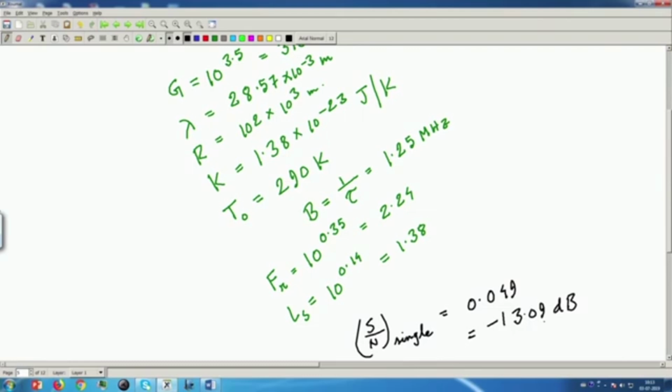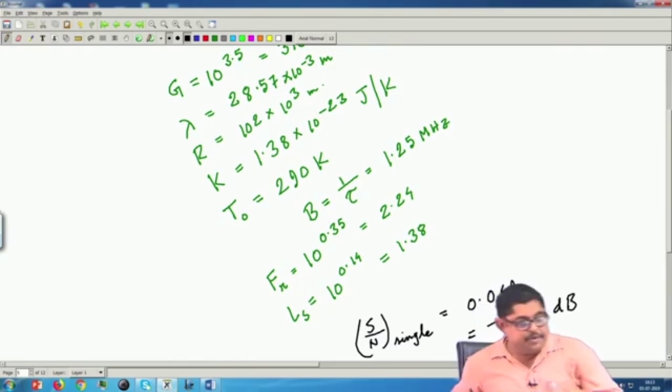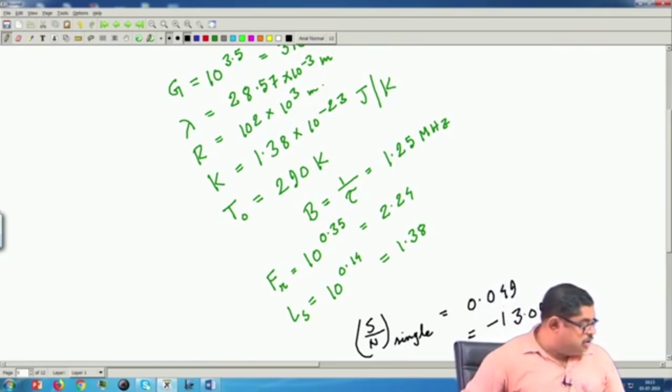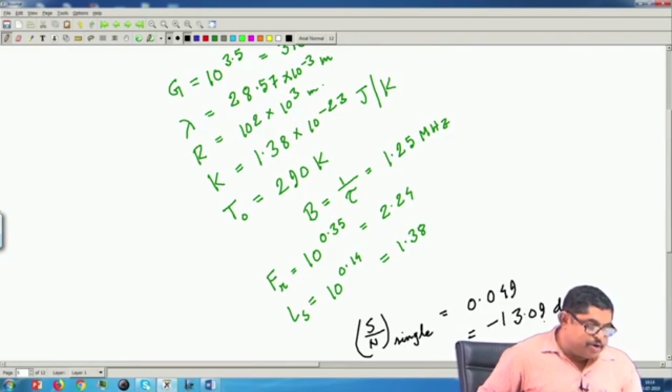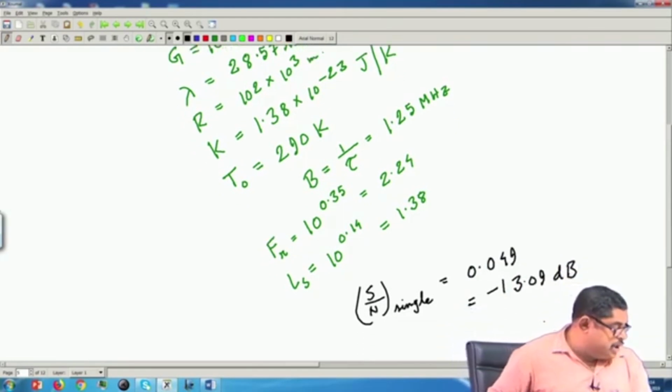So, you see that the noise is much stronger than the signal if we consider only one single echo. So, generally the radar receiver is not able to detect it because its sensitivity is not so high. So, that is why we need to integrate. So, now for integration, what will happen?